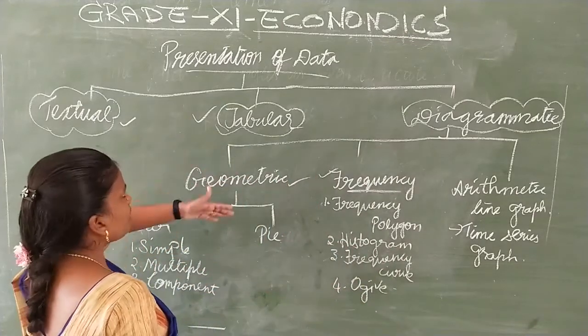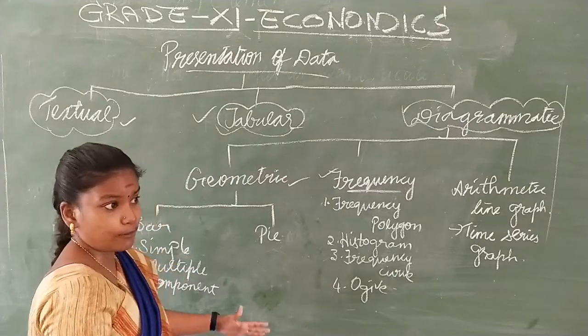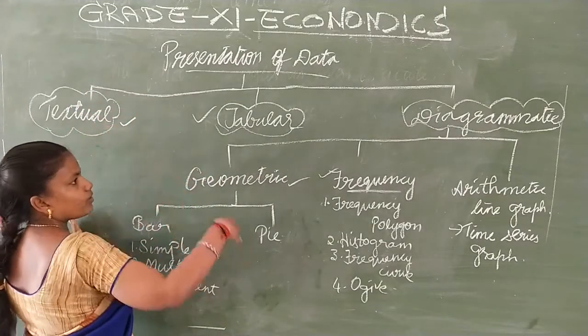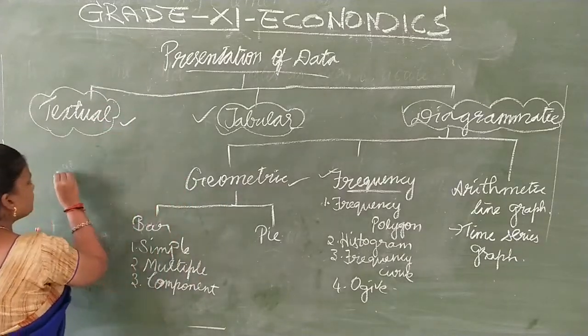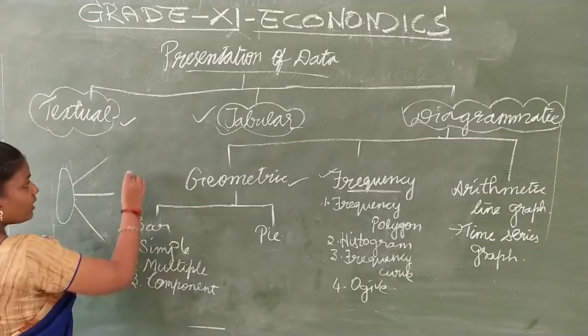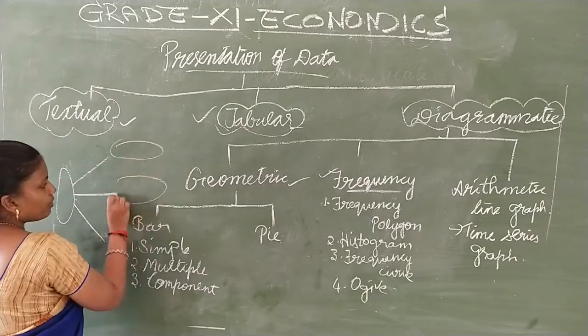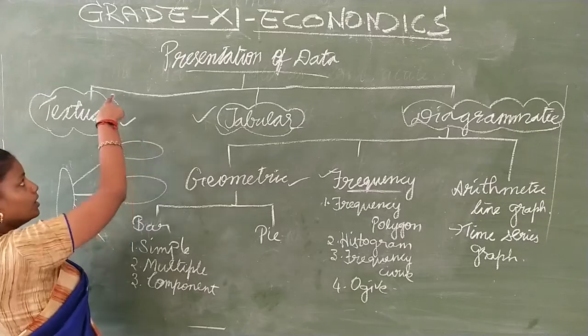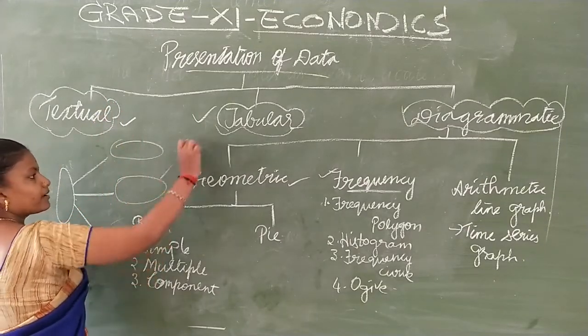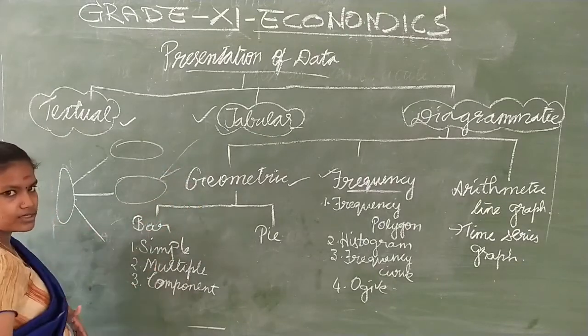So I have given it like this, like a vertical format, right? So you can put presentation of data here, and then you can draw three different branches from here, and each one will talk about one thing. You can put geometry, textual here, tabular here, and diagrammatic here. And from diagrammatic you can further classify it.